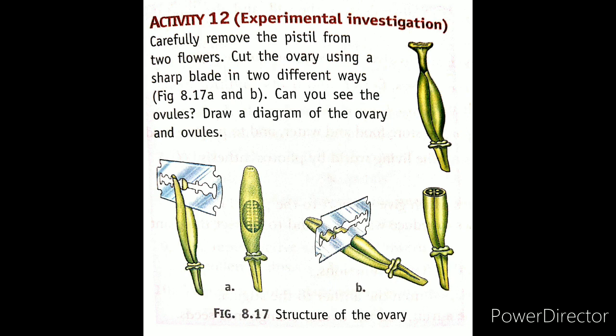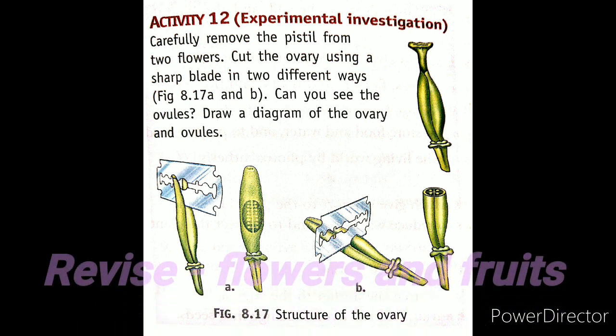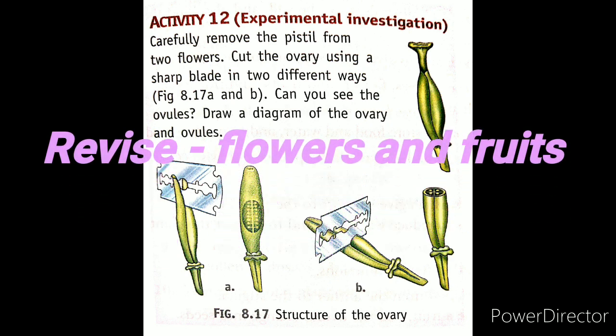First of all, we need to take two flowers and remove their pistils carefully, and afterwards cut both the pistils in different sections, like one is in horizontal, then the next one should be in the vertical section. Okay, and afterwards you will observe the ovules and ovary, and afterwards you will draw both the pictures carefully. Okay, and this is how you can see the shape of the ovary and the arrangement of ovules in it.